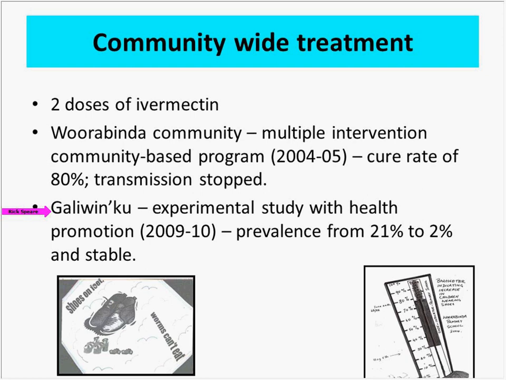Up in the Northern Territory, there was an experimental study with promotion and doses of ivermectin using the same sort of approach. Dosing everybody with the first dose of ivermectin and giving a second dose within a month if a person was positive. In that community they came back and tested prevalence over the course of 18 months. The prevalence went from 21% to start with down to 2% and stayed there.